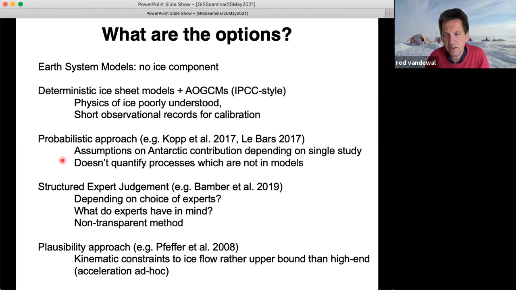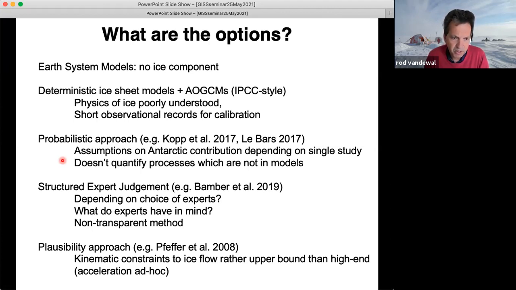So it provides you a PDF, but it's not, how to say that, a realistic PDF, because the variability in Antarctica is in fact not taken into account. And it doesn't quantify processes which are not in those models, obviously.